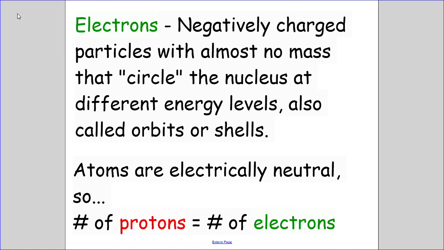orbits or shells. So atoms are electrically neutral, which means the number of protons and the number of electrons should balance each other out, because these atoms should carry no charge as they exist on their own. So if I find magnesium, for instance, has an atomic number of 12, that means it has 12 protons. That also means it has 12 electrons.